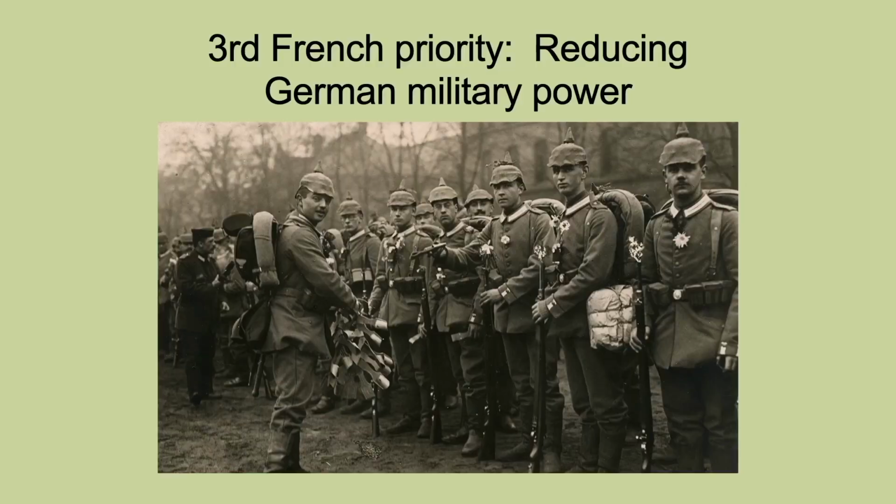So relating to the damage that the Germans had done, financial and to human life, came the third French priority, which was to reduce German military power. Now, Clemenceau actually favoured complete demilitarisation of Germany. If he had had his way, he would have had the entire German army abolished. So he was the more extreme of the three on reducing Germany's military power to prevent a repetition of 1871 and 1914.